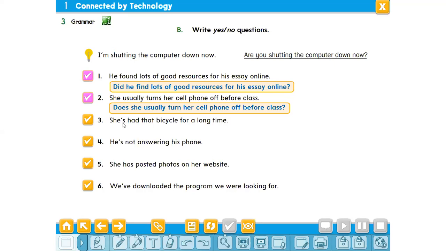Apostrophe S abbreviation for has, ya Naif. Okay? The original sentence is she has had. So it will start with the auxiliary, ya Naif. Has she had. Yes. Okay, Badr. Sorry, okay, Naif. Thanks. Okay, Badr. Number 4, Badr.